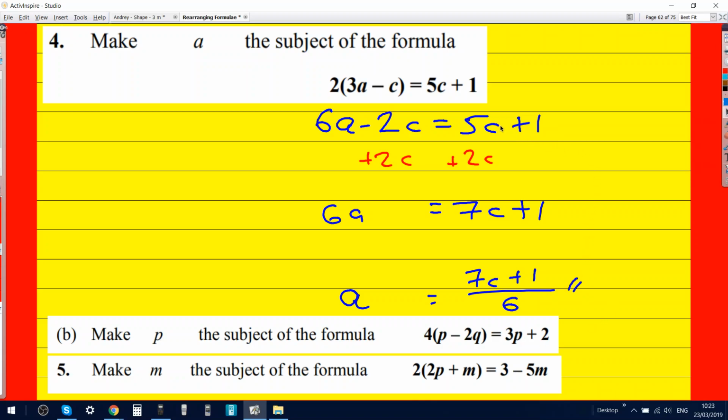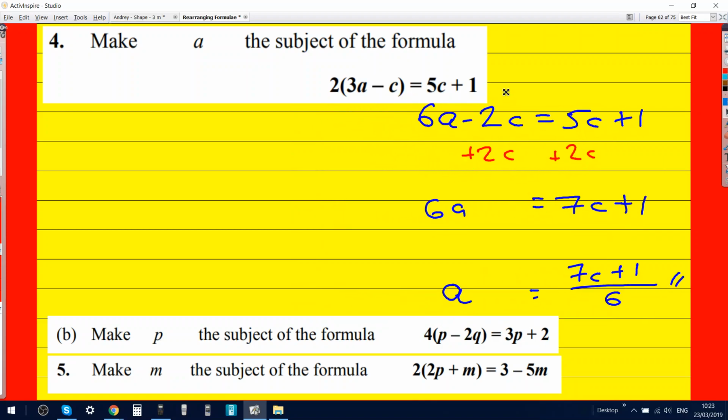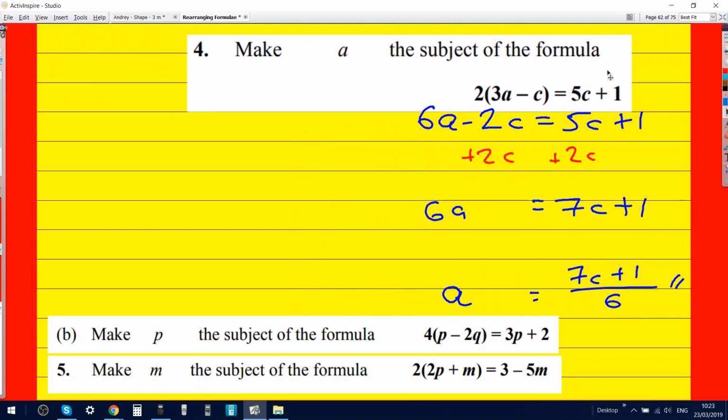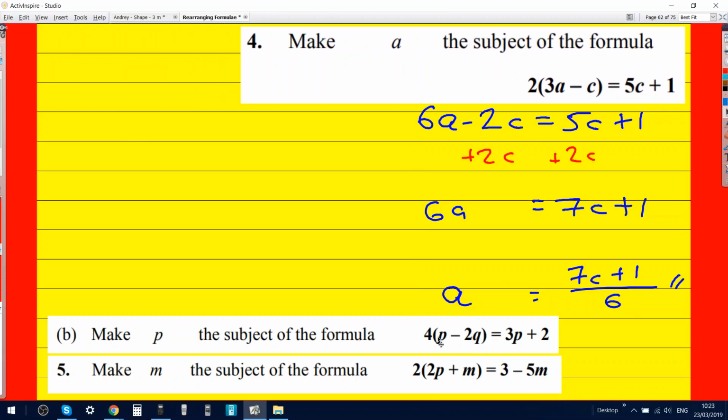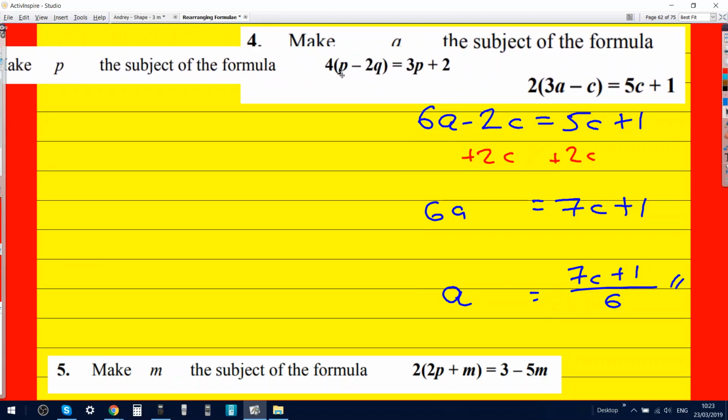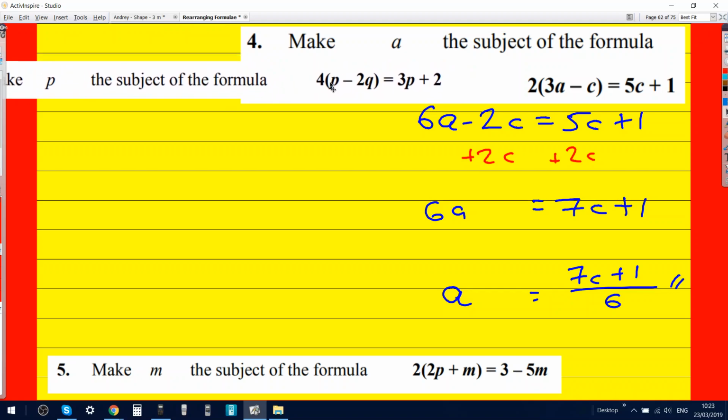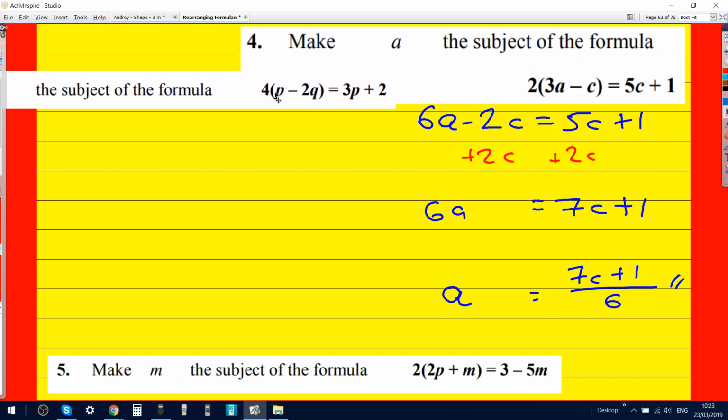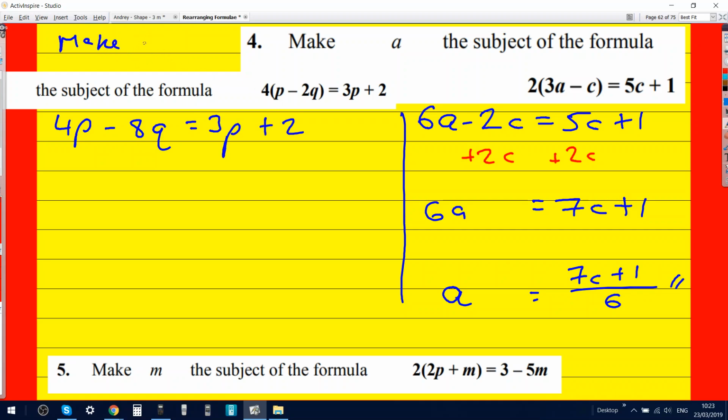So that was that. What would be the second one? Second, okay. Make p the subject. So you would have to expand it. So it would be 4p minus 8q equals 3p plus 2. Yeah. And then you would add the 8q onto the 3.